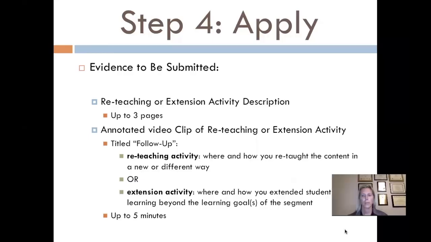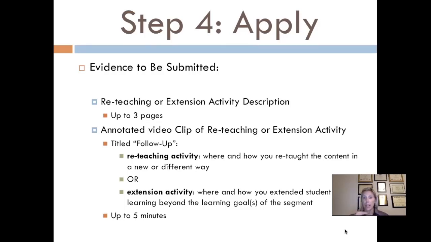For step 4, here is the evidence you will need to submit to the CalTPA website. First, you will submit the reteaching or extension activity description template that's up to 3 pages. You will also submit the annotated video clip of the reteaching or extension activity.